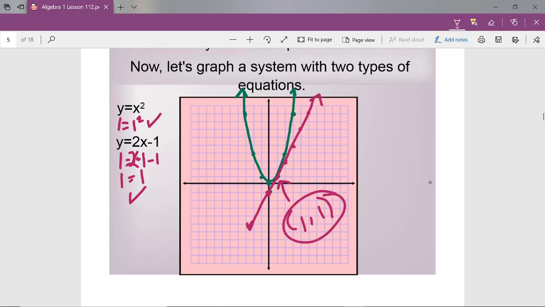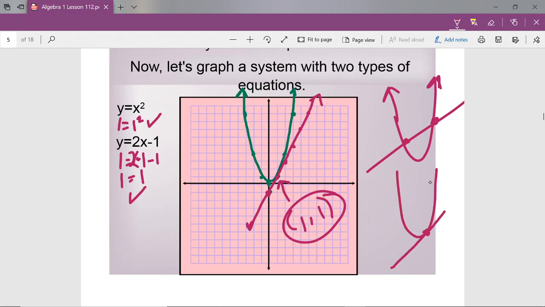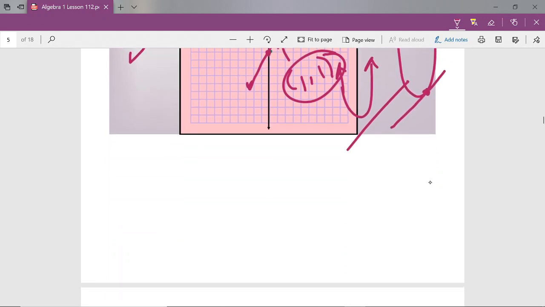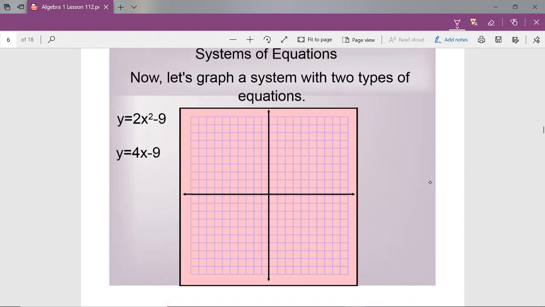We could have parabolas that look like this. Here's our parabola, and we have two distinct crossings. We could have a parabola where it just touches once, and we could also have a parabola that doesn't touch at all. That's a possibility too. So we can have any of these possibilities, 0, 1, or 2 different intersection points.